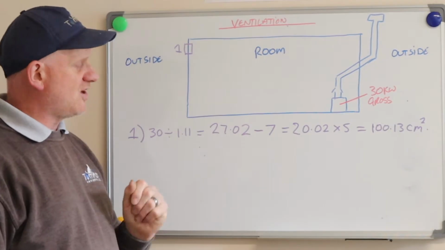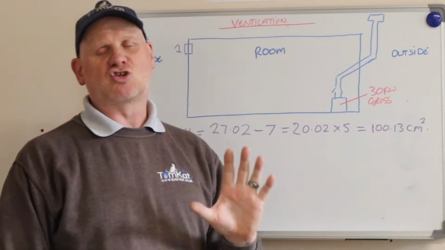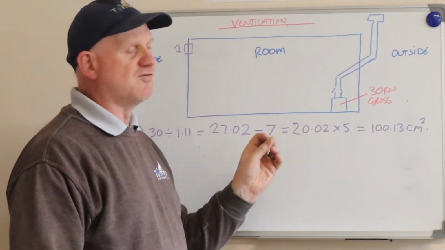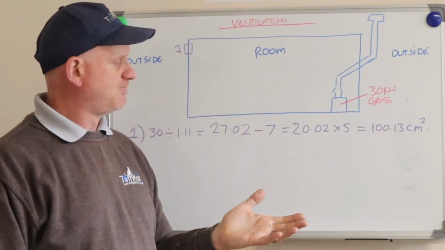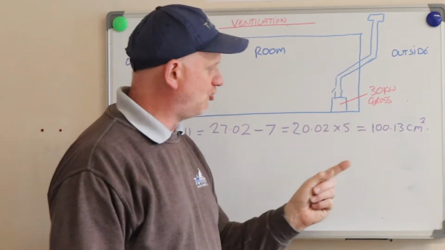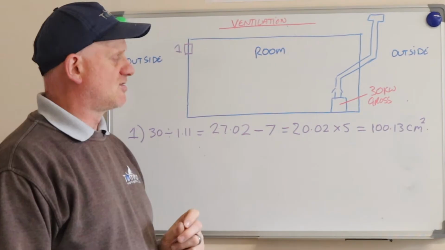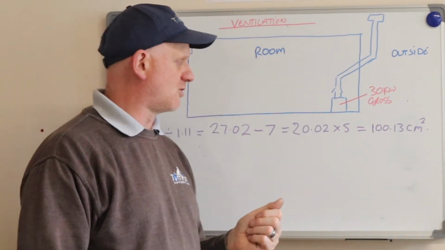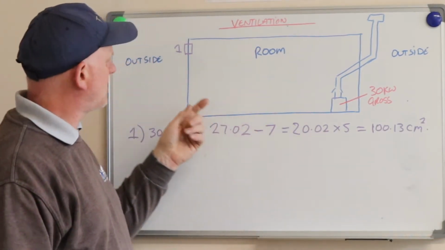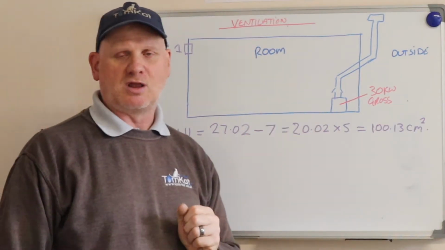Then we need to take that figure and times it by 5, because we need 5 centimetres squared per kilowatt over 7 to give us our free air. So 20.02 times 5 comes out at 100.13 centimetres squared. So 101 centimetres squared. So that's what free air we would need to give here at the air vent to allow this boiler to work safely and efficiently.